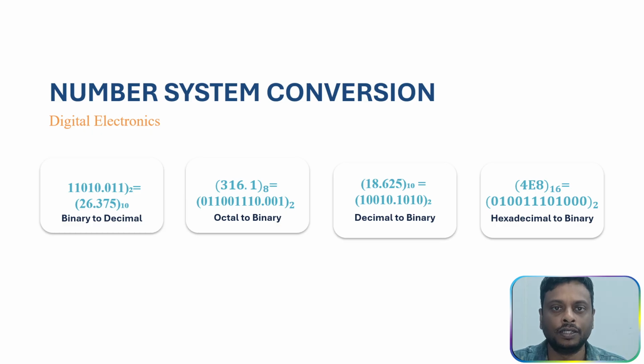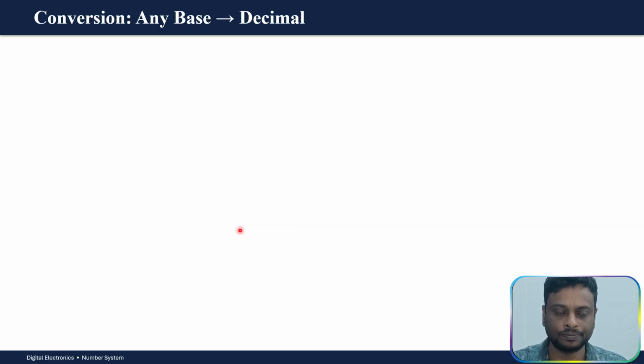Then we will see how a decimal number can be converted into any base number system. Then we'll see octal to binary, and hexadecimal to binary, and vice versa. We can have binary to hexadecimal also, and binary to octal also. Okay, so let us start our discussion.